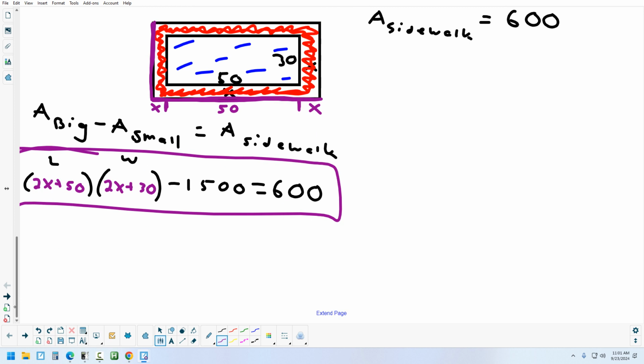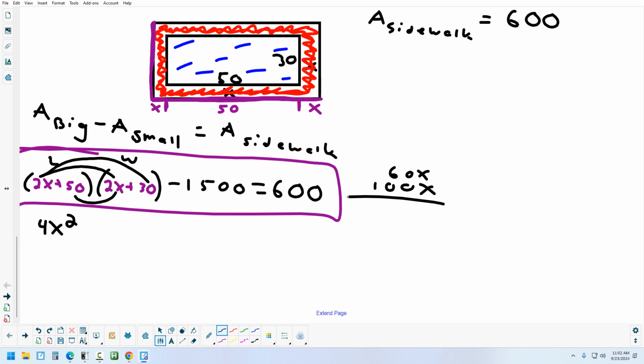Right, so let's start by foiling out the two parentheses so we can put all that together. What's 2x times 2x going to give me? 4x squared. What's 2x times 30? 60x. I'm just going to put that off to the side for a second. What's 2x times 50? 100x.